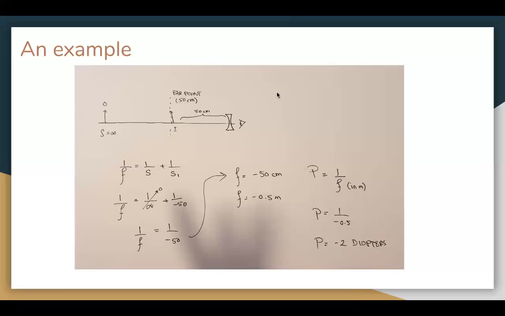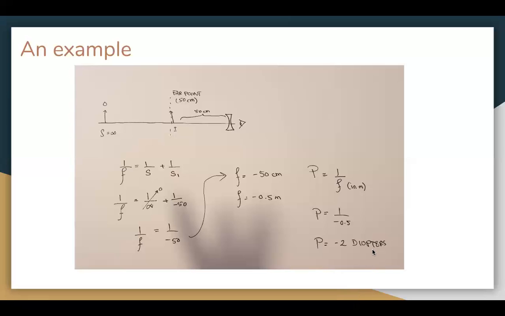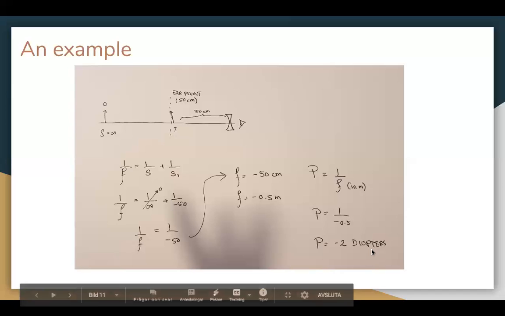Then when you get the units, you need to go further on. You get this result, and you just calculate it. So you need a power of minus 2 diopters. Diopters is the unit for power. So you just tell the person that the lens is labeled minus 2 diopters, and now you can see the object much clearer.